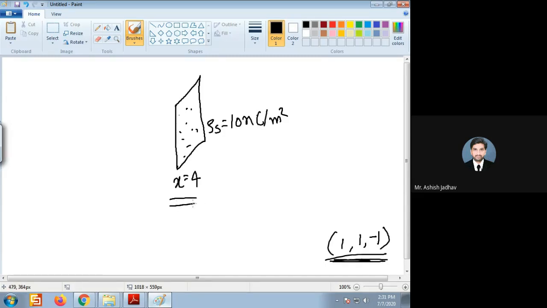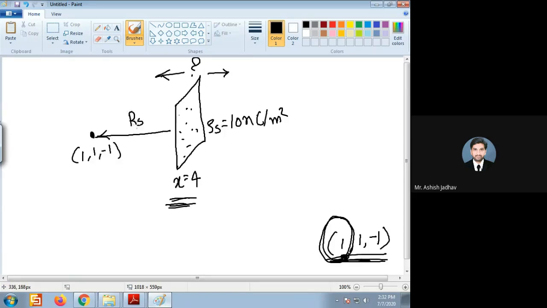So you have to compare this point with this location. This is x is equal to 4, right? And the point has x value equal to 1. So on which side is the point going to be, on the left side or on the right side? Left side, yes, of course. Once again, the point will be on the left hand side. So this is the point 1 comma 1 comma minus 1, and you have to find the electric field intensity because of this surface charge.